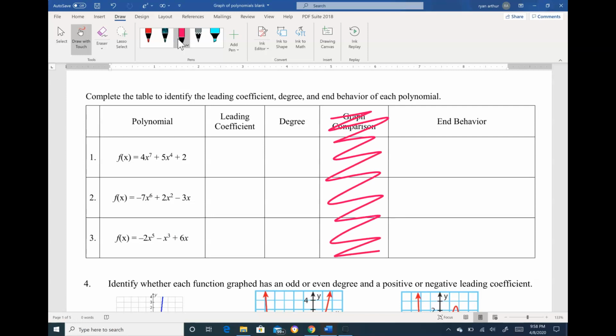Okay. All right. So the leading coefficient. The leading coefficient is the number with the highest exponent. Okay. So this is my leading term right here. This has the highest exponent. If it's in standard form, it should be the first one up there. So the leading coefficient, the coefficient is the number in front of the variable. So my leading coefficient here is 4, which is positive, right?